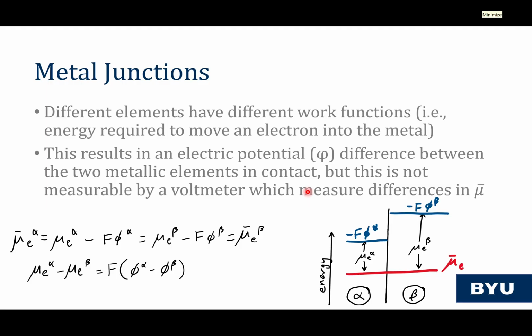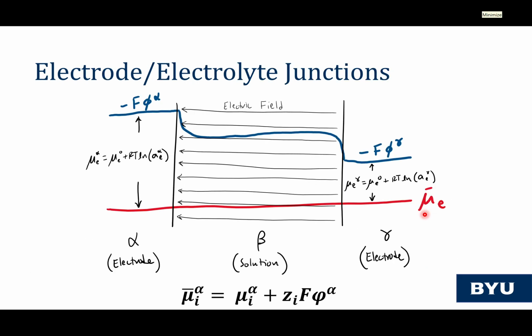Because they have different work functions, or the energy that's required for us to move an electron from outside of that metal to inside of that metal, it means that we're going to have a difference in electric potential once the electrochemical potential equilibrium is established. So charge will be transferred as electrons move between alpha and beta until the equilibrium potential is balanced. But what that means is that we'll have a difference in the electric potential between these two phases, even at equilibrium.